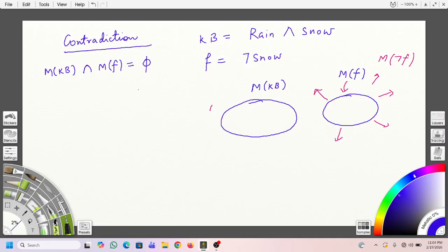So all the part that is outside M of F can be written as M of negation of F, and this M of KB lies in M of negation of F. Okay, so from here we can say that M of KB is a subset of M of negation of F, because M of negation of F was every region outside M of F. So since M of KB is a subset of M of negation of F, we can say that KB entails negation of F. That means this is contradiction. KB entails negation of F. Okay, so we are representing this contradictory statement mathematically.